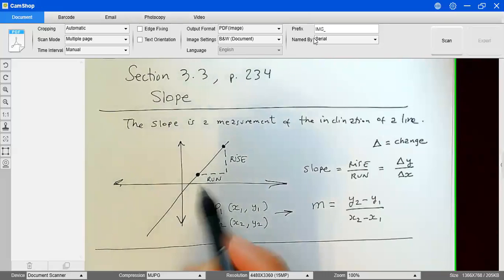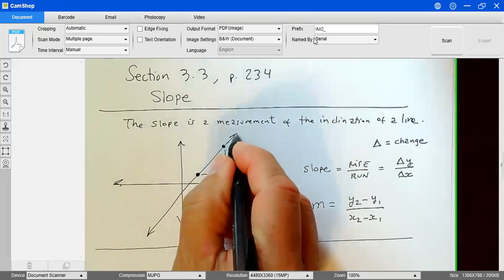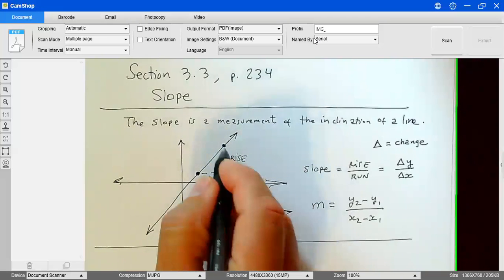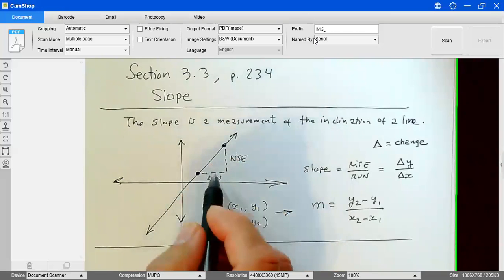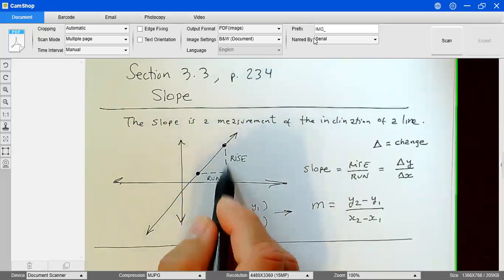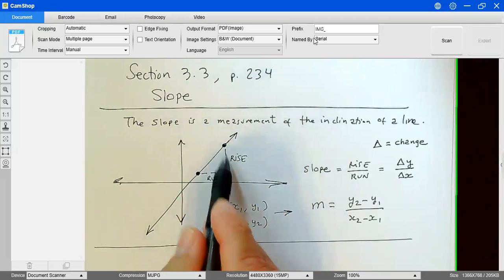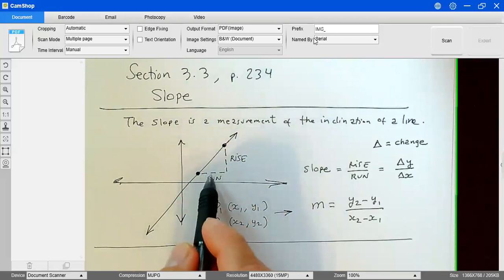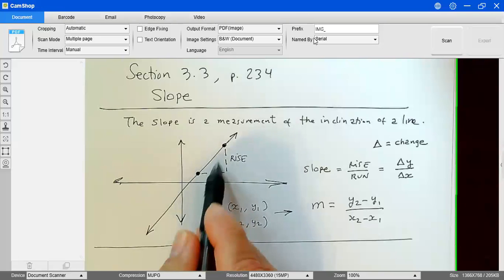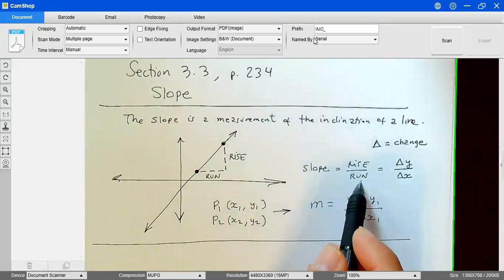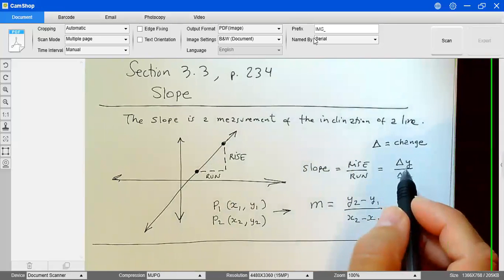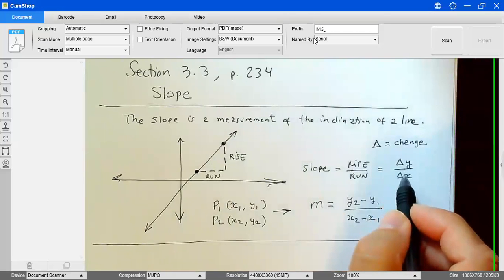So if you have a straight line here, you can have 2 points on top of that line. You can use those 2 points to find these 2 quantities, the run and the rise. The rise is just the vertical displacement and the run is just the horizontal displacement. You can use these 2 quantities to indicate how steep a line is, so to find the inclination. So the slope is defined as the rise over the run. In other words, it is defined by the vertical change over the horizontal change.